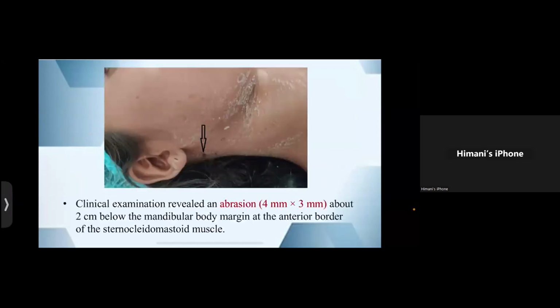Here we can see there is a small abrasion of about 4 by 3 millimeters, 2 centimeters below the mandibular body margin at the anterior border of the sternocleidomastoid muscle. It is marked with a black arrow. The patient came with only this abrasion wound.